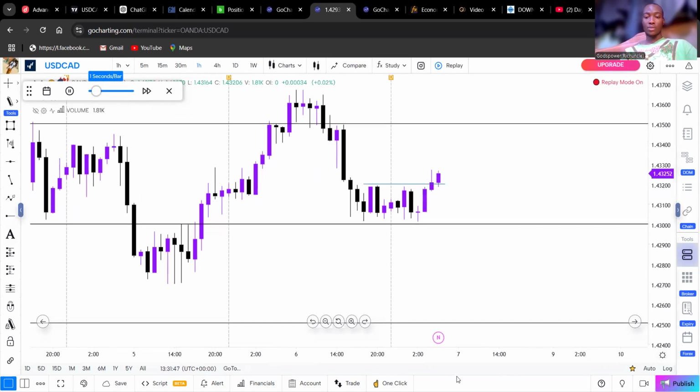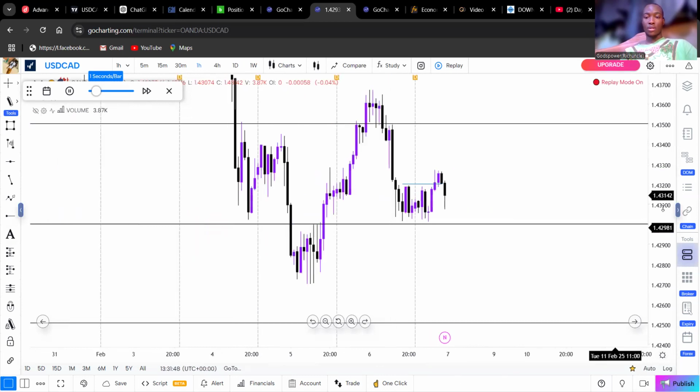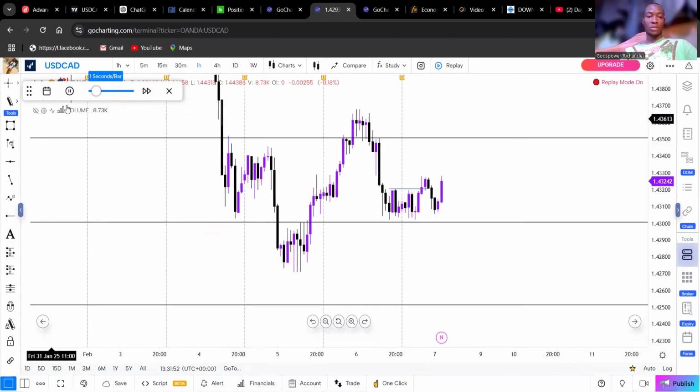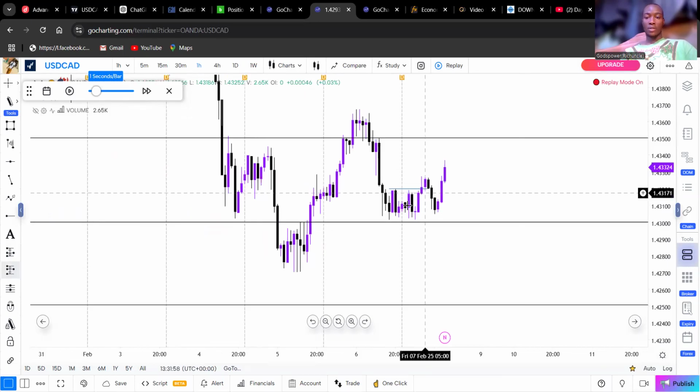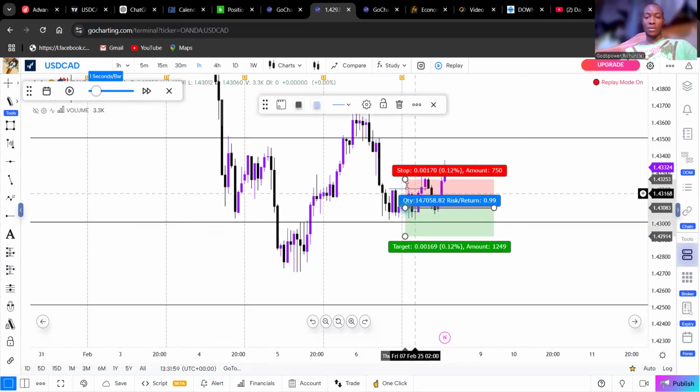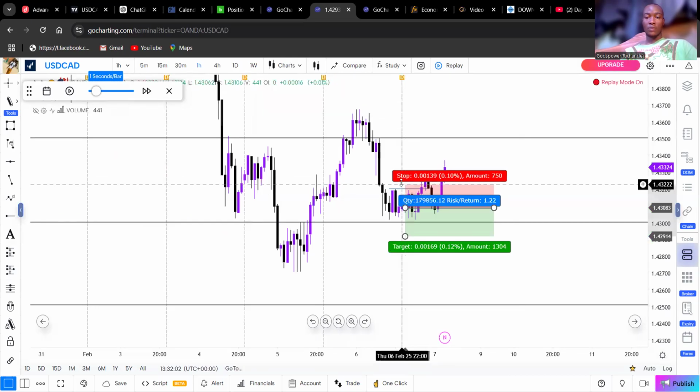Can you see what happened? If I had entered this for a sell, the market would have wiped me out. Let's say using a 15 pip stop loss.